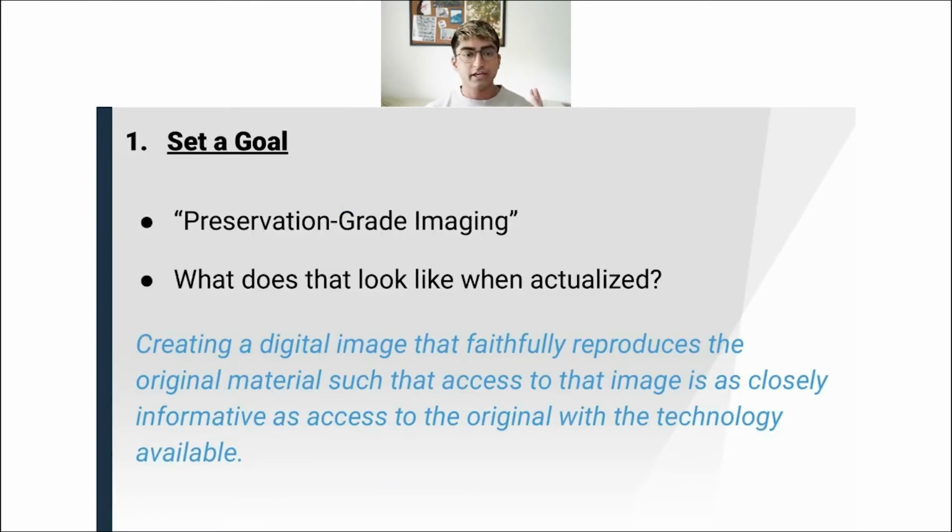Again, the first thing, and you're going to see this so many times throughout this presentation, and I want this to be your takeaway, is you need to set a goal. For our standard, I'm going to propose that our goal is preservation grade imaging. What I mean by that is this little mission statement here: I want to create a digital image that faithfully reproduces the original material such that having access to that image is as closely informative as having access to the original, within the limitations of the technology available. A 2D image is never going to be the same as looking at the actual thing, but we want it to be as informative as possible. That said, we also need to create that unbiased ruler.